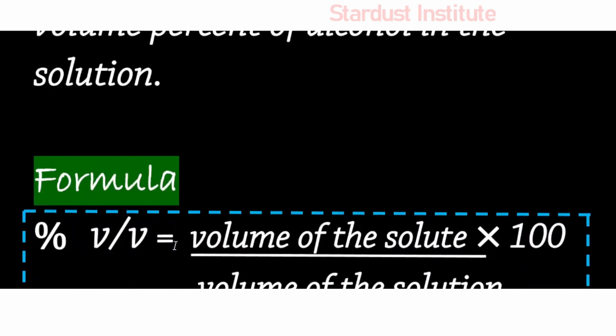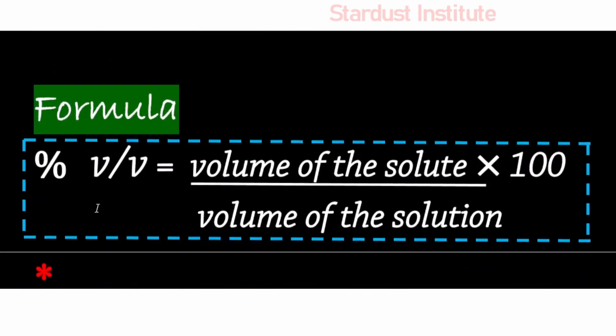To solve this problem, we can use this formula. Percentage by volume equals volume of the solute divided by volume of the solution multiplied by 100.